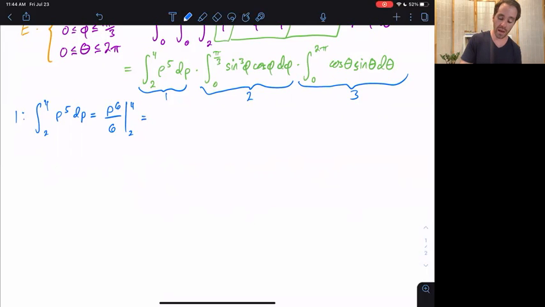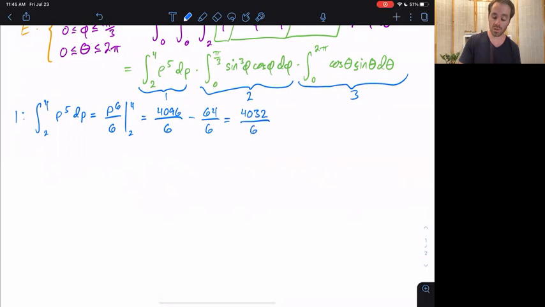So this is 4,096 over 6 minus 2 to the 6th power, which is easier. That's 64. 64 over 6. And 4,096 minus 64 is 4,032. So this is 4,032 over 6. 4,032 is even, and it's divisible by 3. That means that 6 will go evenly into it.